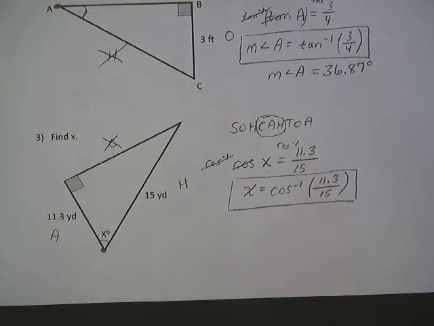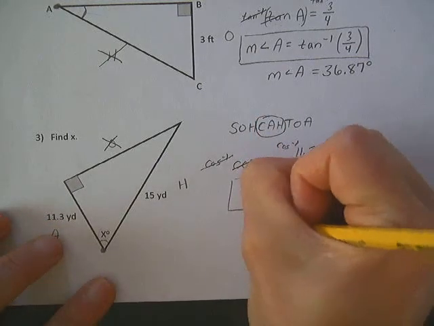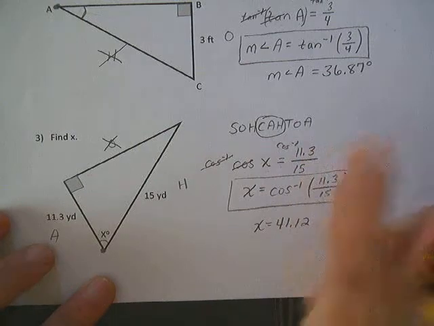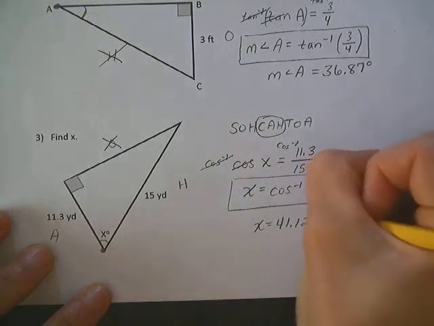11.3 divided by 15. And then we get 41.12. So x would equal 41.12, and that's an angle. So make sure you put the degree with it.